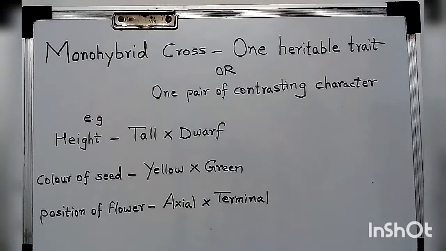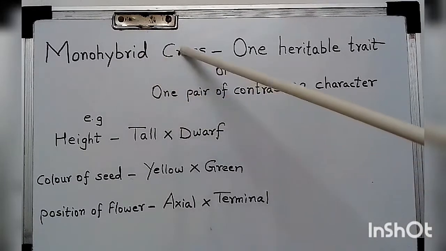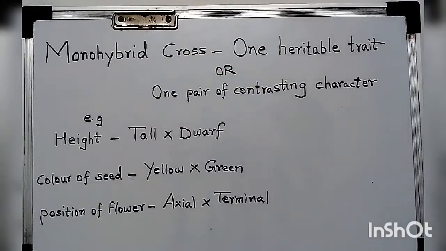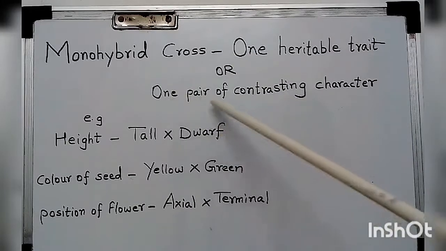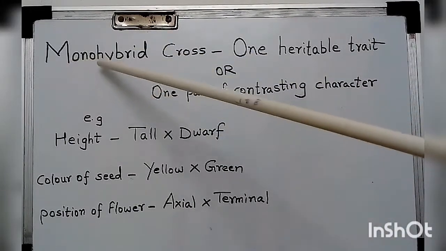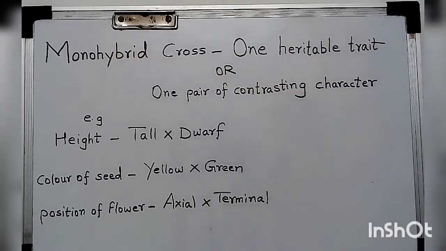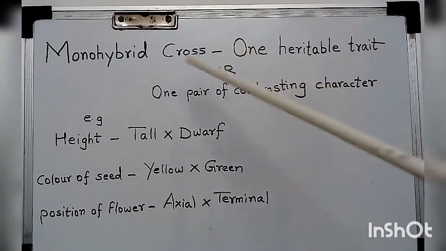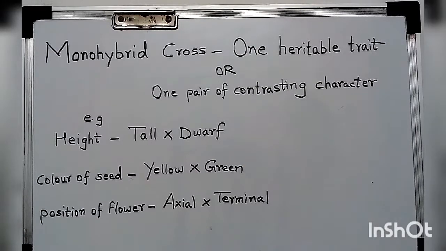Today we'll study monohybrid cross. Now, how will you define monohybrid cross? It can be defined as a cross between parents differing in one heritable trait or one pair of contrasting character. The word mono means single or one. That means in monohybrid cross, only one character can be studied at a time.